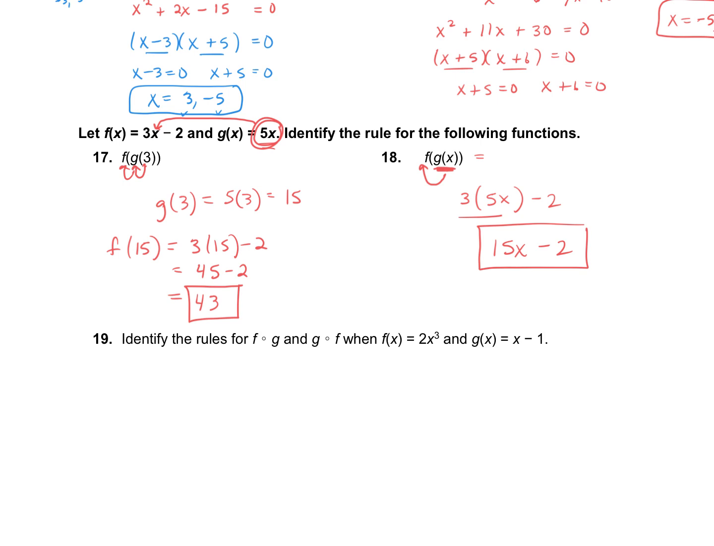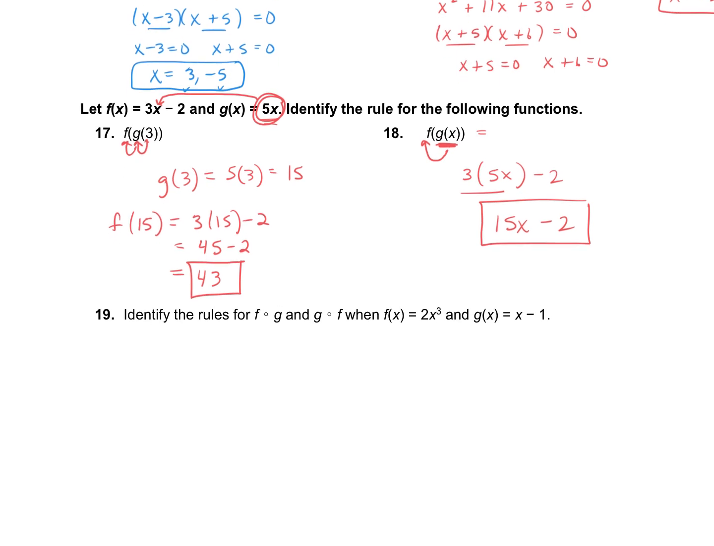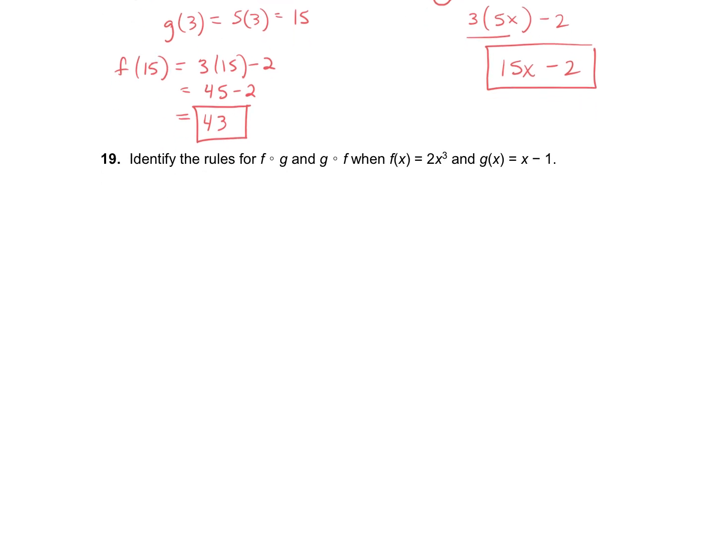All right, so number 19, last problem. Identify the rules for, all right, so this notation, you guys see the open circle. That is not multiplication. That's what we want it to be. We want it to just be a multiplication problem, but it's not multiplication. That is a composition. The way we say it is f following g. It's the same thing as f of g of x.